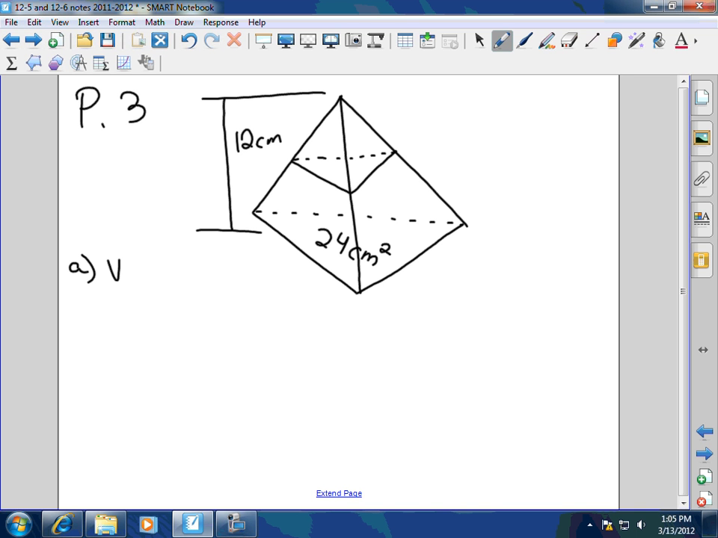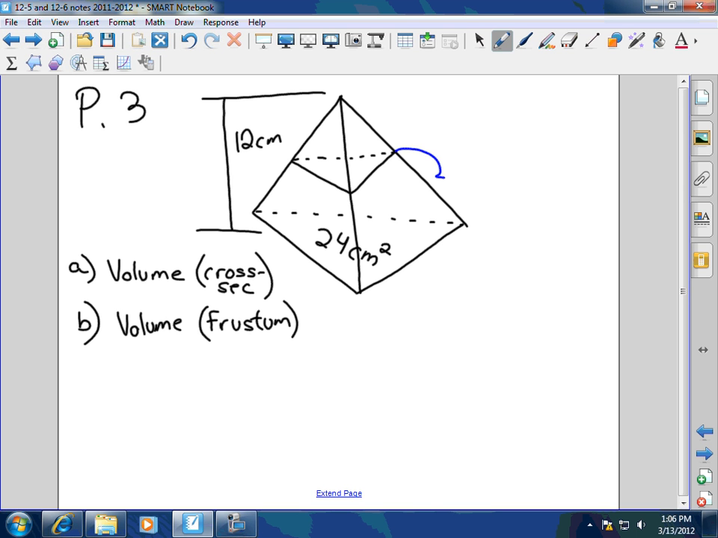A, I want the volume of the cross-section. Okay? Remember, the cross-section is that upper part. And then B, I want to find, not the total volume, but the volume of the frustum. If you remember, the frustum in this case is going to be this part of it. The frustum is the part left over after you've eliminated the cross section. Okay? So I want the volumes here.